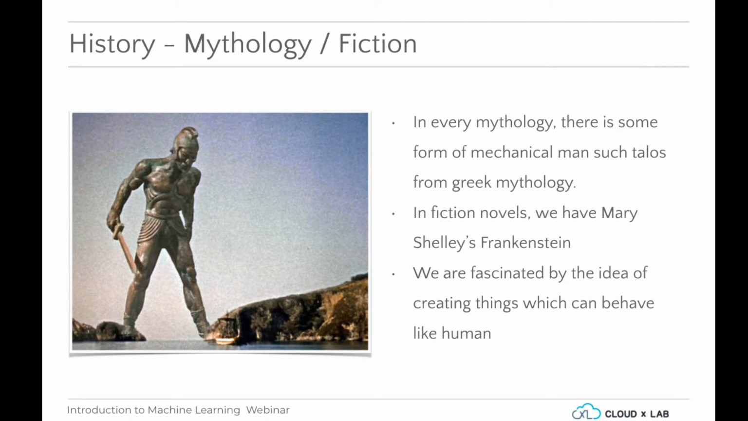So let's talk a little bit about the evolution of AI, the history of it. In a lot of mythologies, for example, the mechanical man in Greek mythology, there's a guy called Talos, who's a mechanical person. In early science fiction, you have Mary Shelley's Frankenstein. In recent years, we have the Terminator series. Actually, we have a lot of movies that talk about AI today. The Terminator series was a really big one. So we are fascinated by the idea that we can create things that can behave human. That's something we've had this fascination for the longest time.